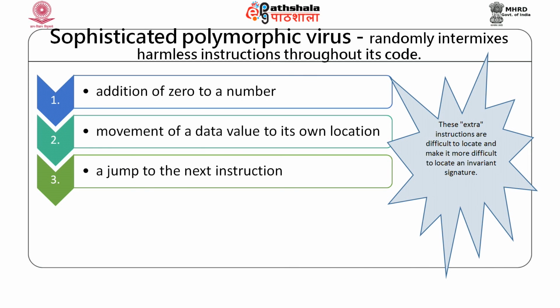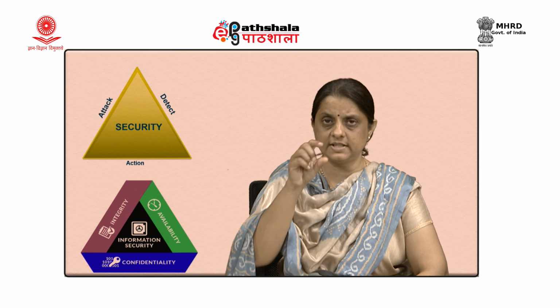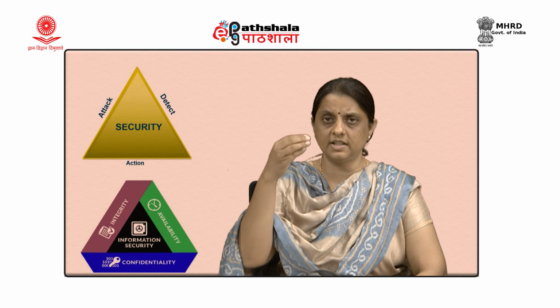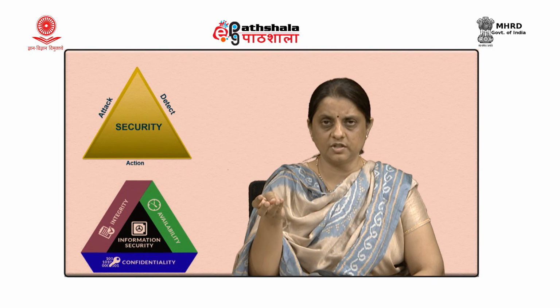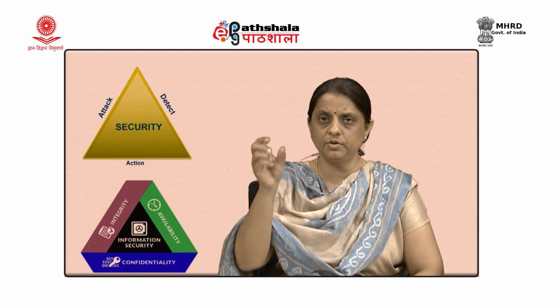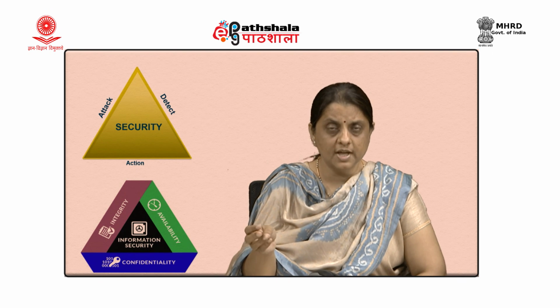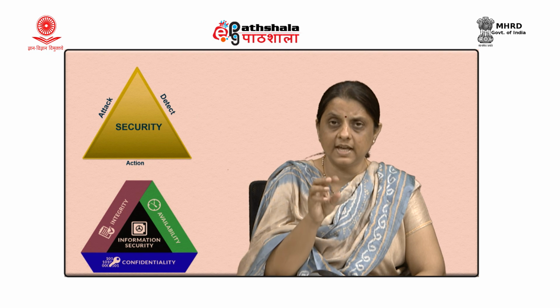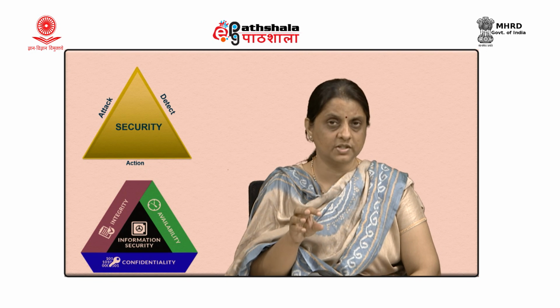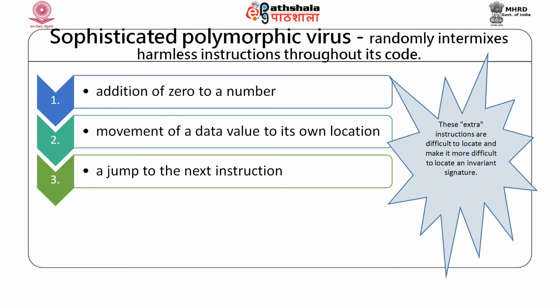Then there is a jump instruction to the next instruction. Anyway, if you have a program sequence and you are executing one instruction, then the next one would be the instruction that is going to be executed. So, having a jump to the next instruction is of no use, but a virus writer may add this kind of instruction. For what purpose? Because these extra instructions are difficult to locate, and it is even more difficult to locate the invariant signature.